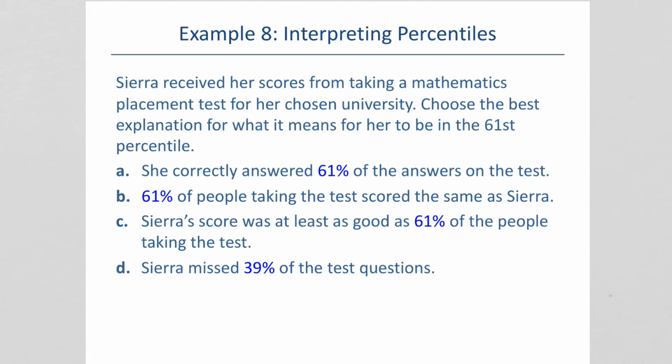So A says she correctly answered 61% of the answers on the test. We already said that's not the case because it's not a comparison. And percentile is a comparison. B says 61% of people taking the test scored the same as Sierra. No, she scored better. Percentiles, I have to write it down here, show the percent scored below.